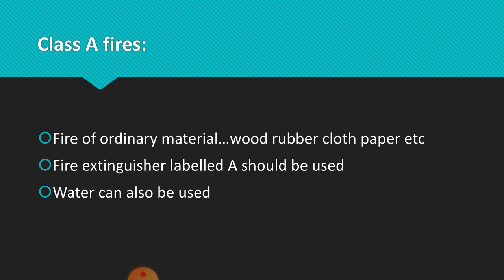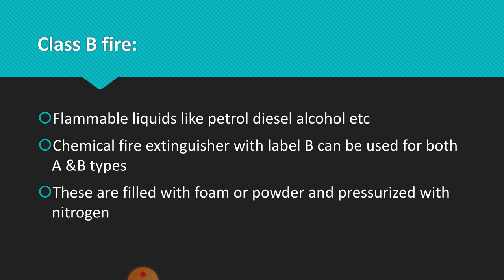Fire extinguishers which are labeled as A should be used. Water can also be used because it is ordinary material like cloth and rubber and paper, etc. But fire B is the flammable liquids like petrol, diesel and alcohol, etc. Chemical fire extinguisher with the label B can be used for both type A and B, and these are filled with foam or powder. Foam means झाग. That type of chemical जब उसको अप्लाई किया जाता है तो वो फोमी हो जाता है, और फोम होने की वजह से वो उस एरिया को कवर कर देता है जो इसकी बेस ऑफ द फायर है.